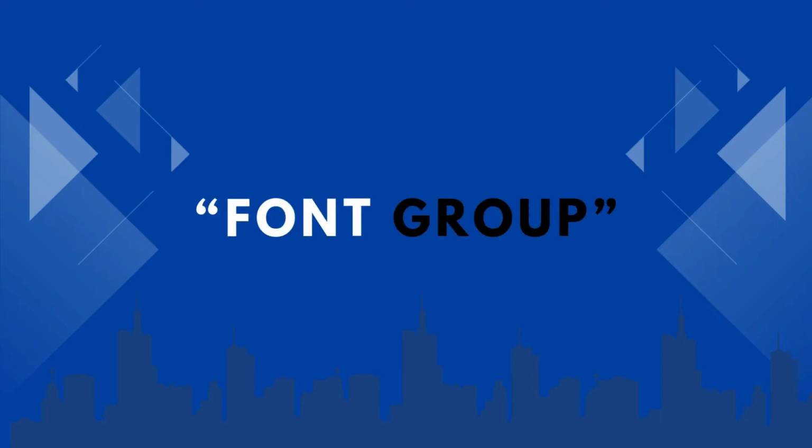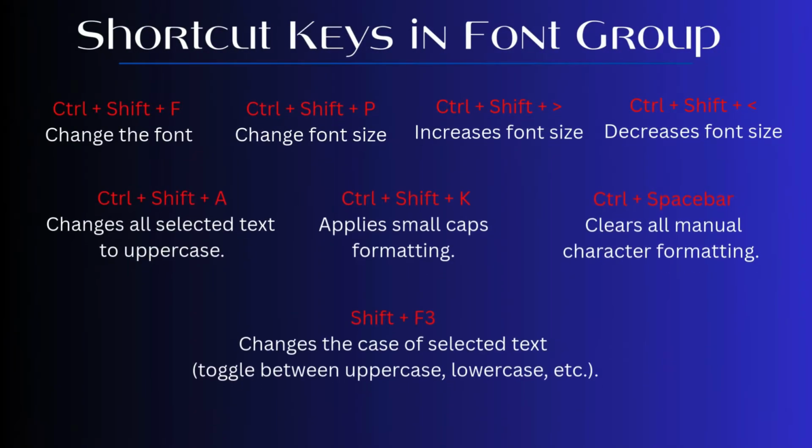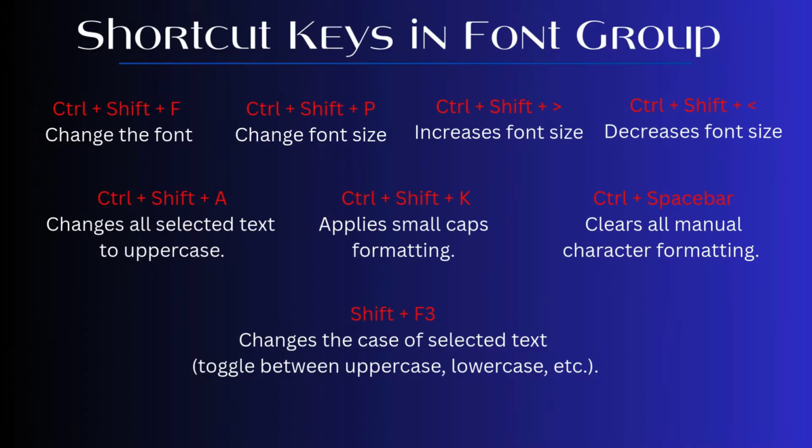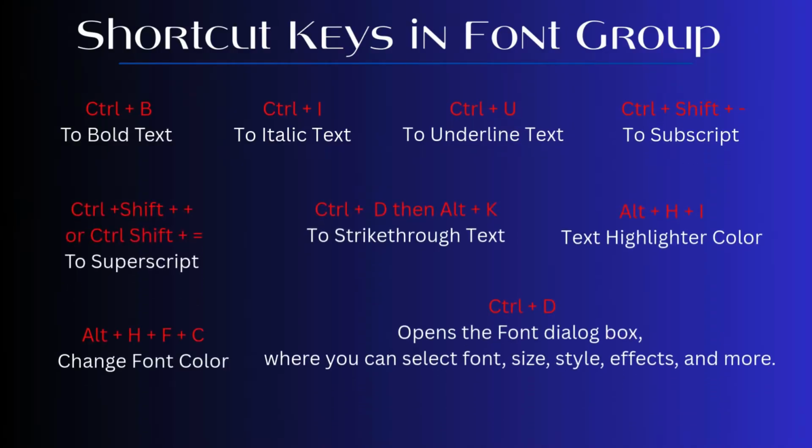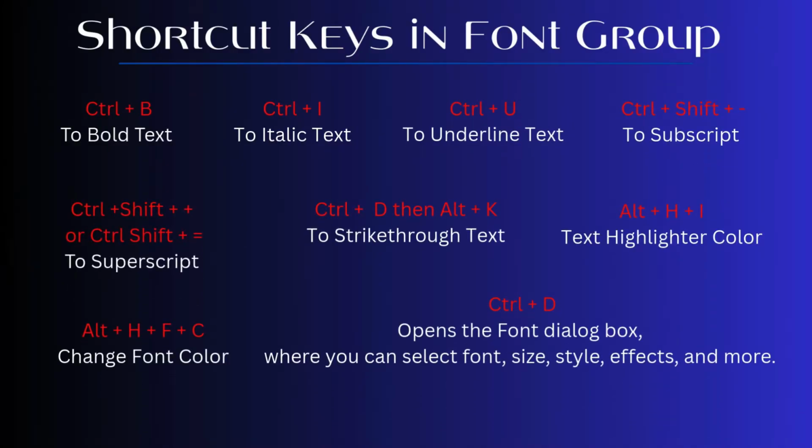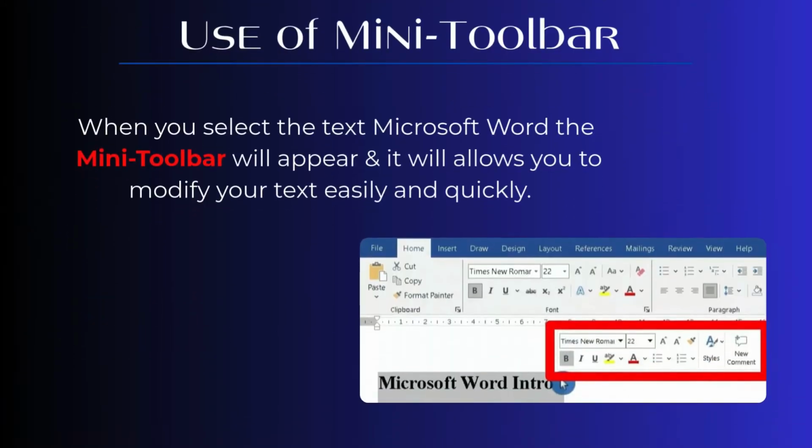Font Group. In Microsoft Word, Font Group shortcut keys help users quickly format text without using the mouse. These shortcuts help save time and make formatting more efficient, especially when working on large documents. The mini toolbar is a small box that appears when you select the text. This makes editing faster and more convenient.